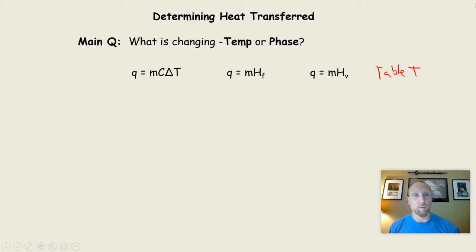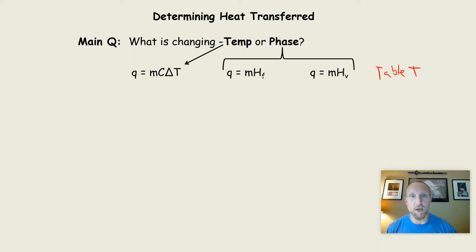So these are your three formulas that we're going to choose from. All right, so if temperature is changing, you're going to go with the only formula that has temperature in it. That capital T stands for temperature. And if your phase is changing, you're going to want to go with one of these two. So it all depends on what phases you're transitioning between when you're trying to determine whether to use this formula or this formula.